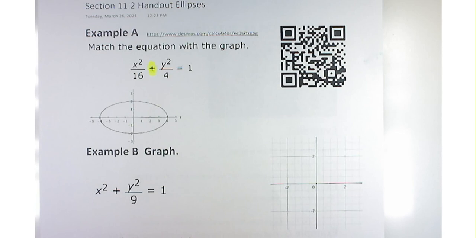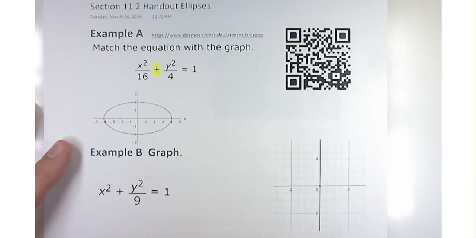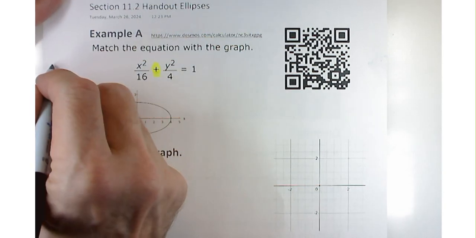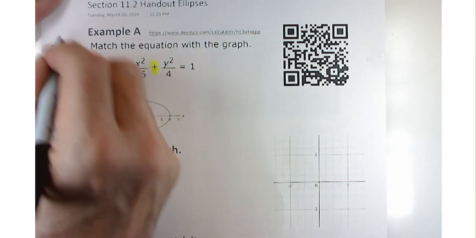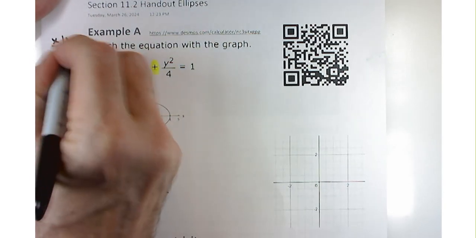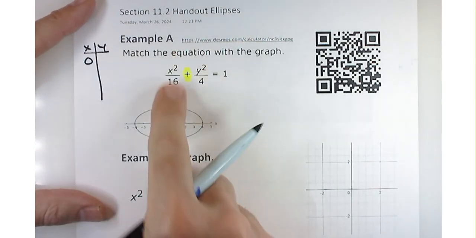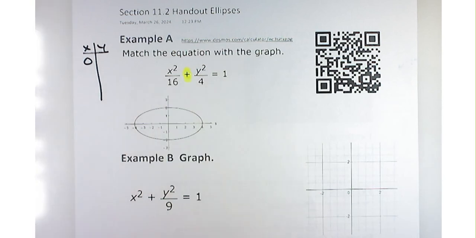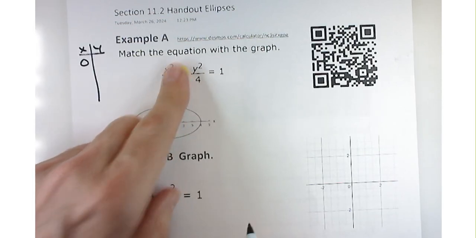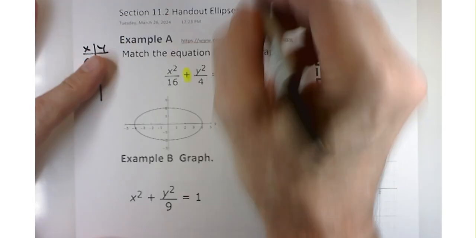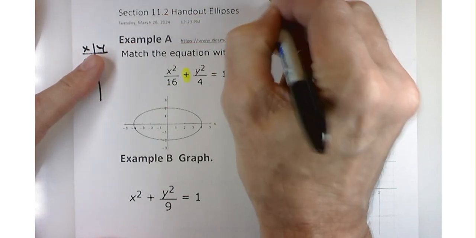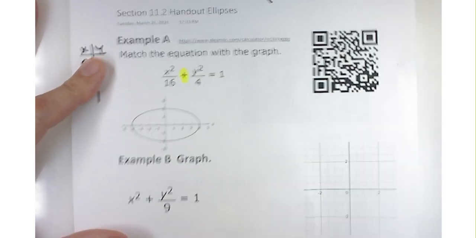Not knowing much about ellipses, at least from this class and our experience here, what you could do is say, let's find some x and y intercepts. That is, let's set x equal to 0 or set y equal to 0 and solve. So for instance, if I set x equal to 0, what would happen? Well, I get y squared over 4 equals 1, because the x squared term is gone.